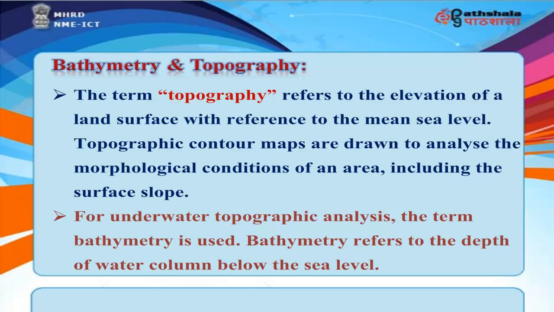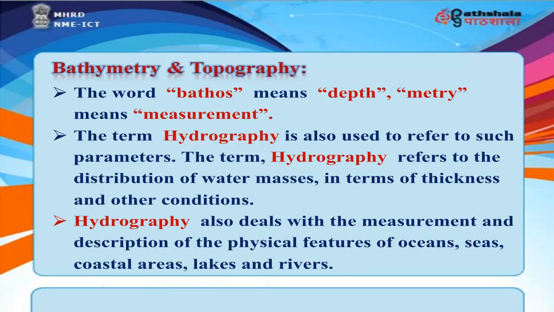Bathymetry and topography. The term topography refers to the elevation of a land surface with reference to the mean sea level. Topographic contour maps are drawn to analyze the morphological conditions of an area, including the surface slope. For underwater topographic analysis, the term bathymetry is used. Bathymetry refers to the depth of water column below the sea level. The word bathos means depth.